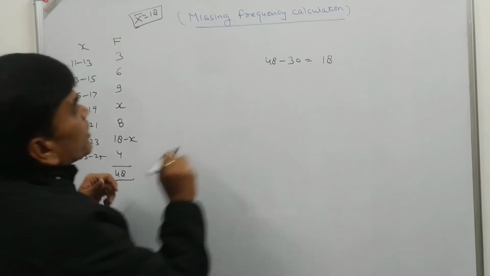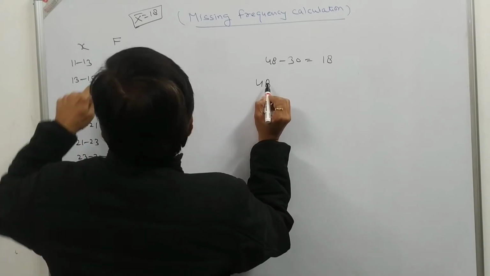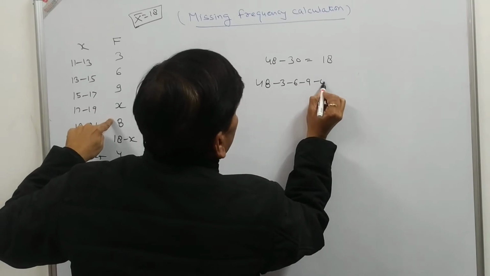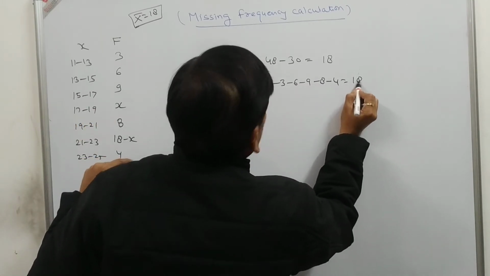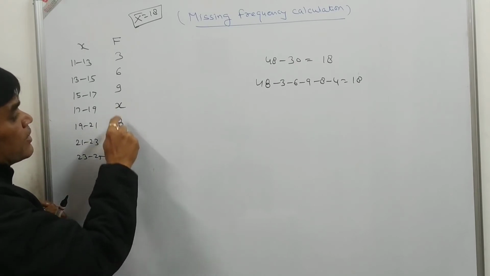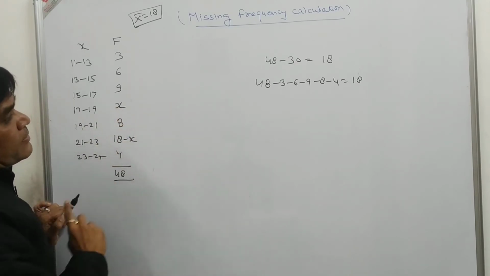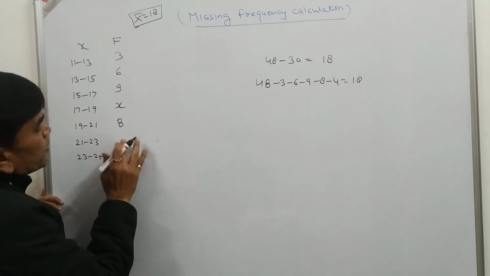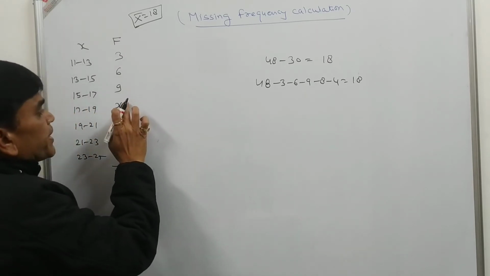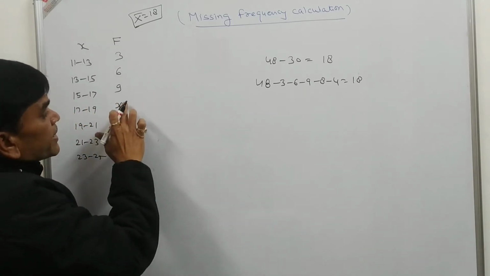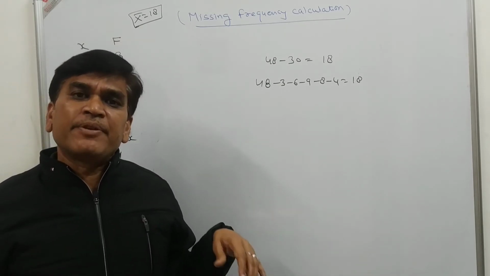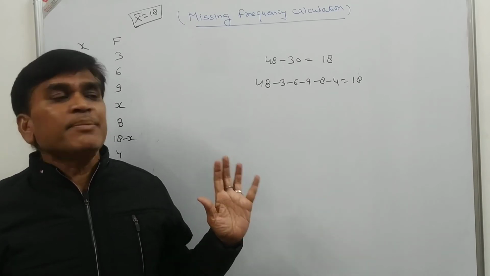From this, what we have done, 48 minus the given 3, minus 6, minus 9, minus 8, minus 4, that is 18. It means the addition of the two missing frequencies is 18. If we suppose this is x, then this will be 18 minus x, because the addition of this and this is 18. We can keep x and y also, then we will have equations of x and y and solve them, but that is a lengthy method.